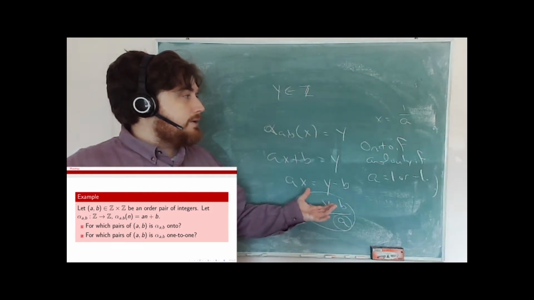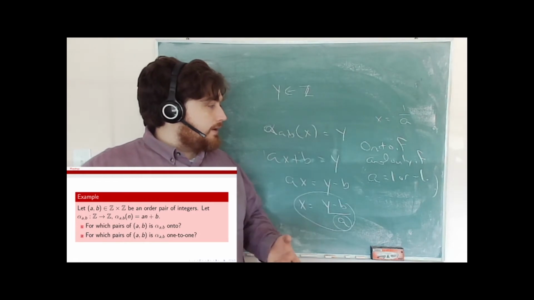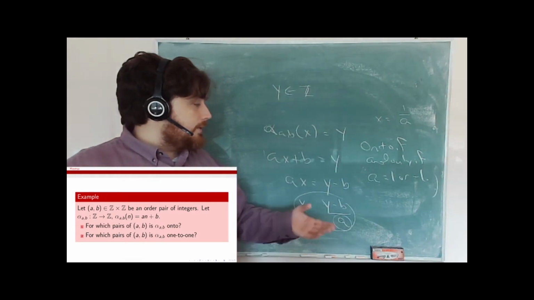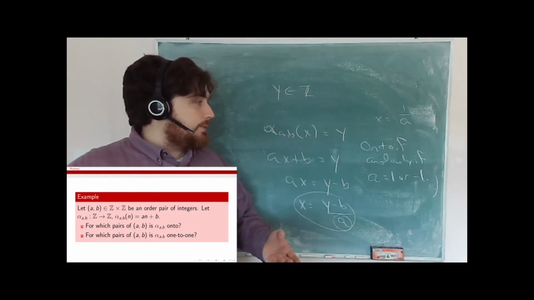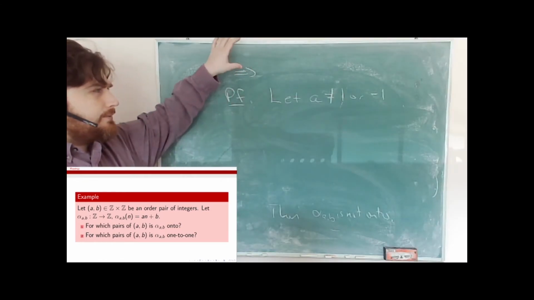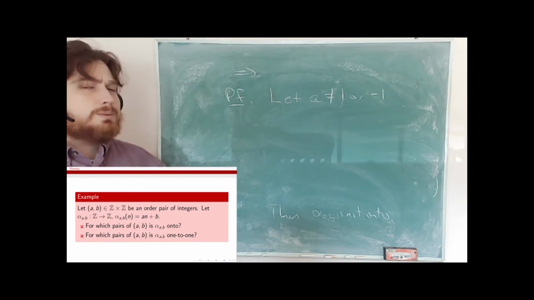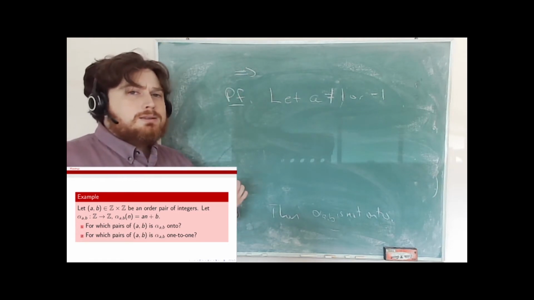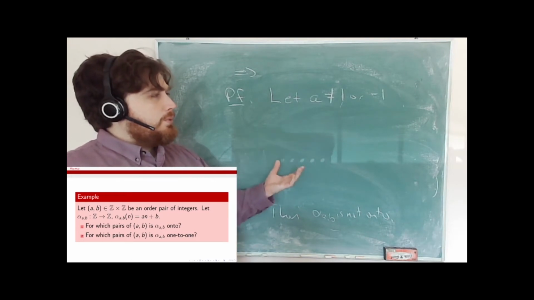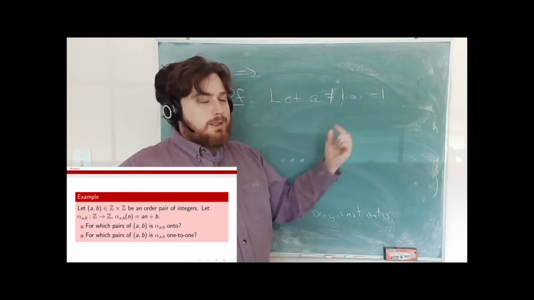So now we can actually go ahead and prove that it's onto if and only if A is 1 or negative 1. But notice that it didn't matter what B was as far as onto. Alright, so I started my proof of this direction, and we were going to say that if it is onto, then A has to be equal to 1 or negative 1. So instead of doing a direct proof, we're going to do a proof by contrapositive, and we're going to assume that A is not 1 or negative 1.